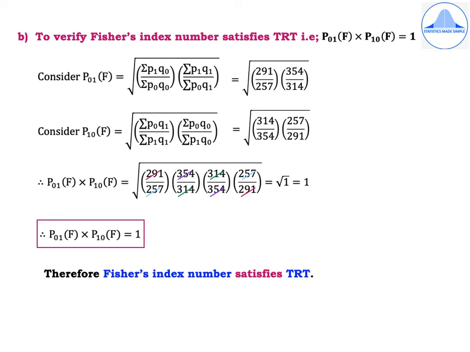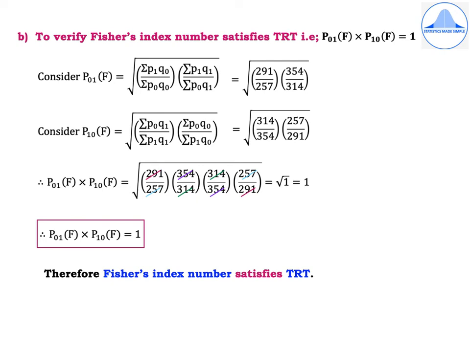Now you consider P10 of F, which is equal to root of summation P0 Q1 divided by summation P1 Q1 into summation P0 Q0 divided by summation P1 Q0, which is equal to, substituting the totals, you'll get root of 314 divided by 354 into 257 divided by 291.